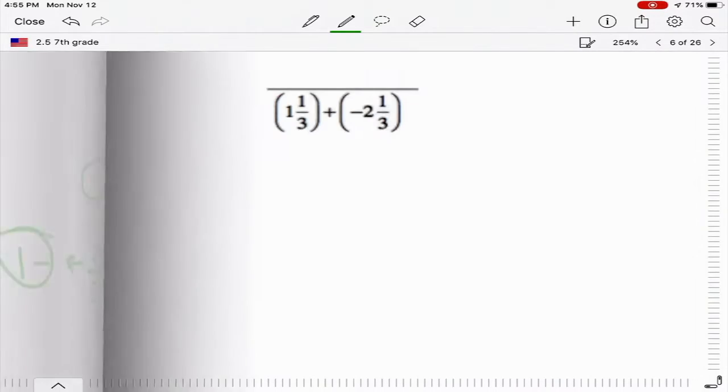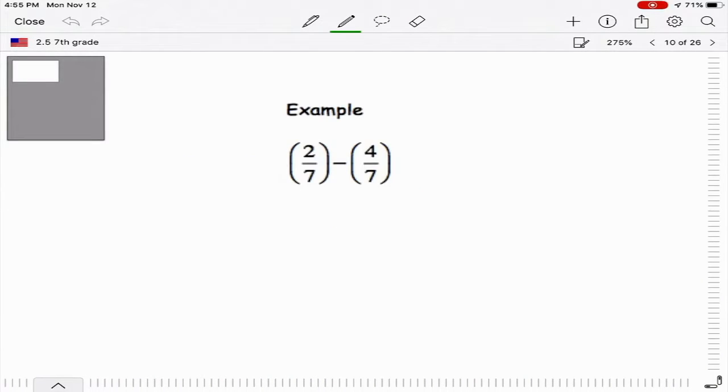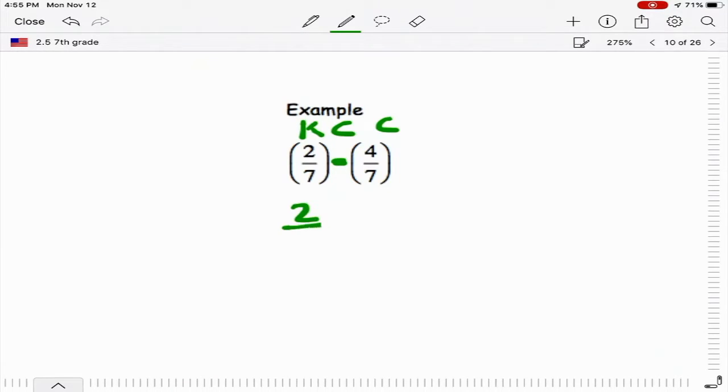One more example, and then you can do the rest on your own. Last example is 2 over 7 minus 4 over 7. I recommend you use keep, change, change whenever you see a subtraction problem. So it's going to be 2/7, change the minus sign to a plus sign, and change positive 4/7 to negative 4/7. And now you're going to solve.